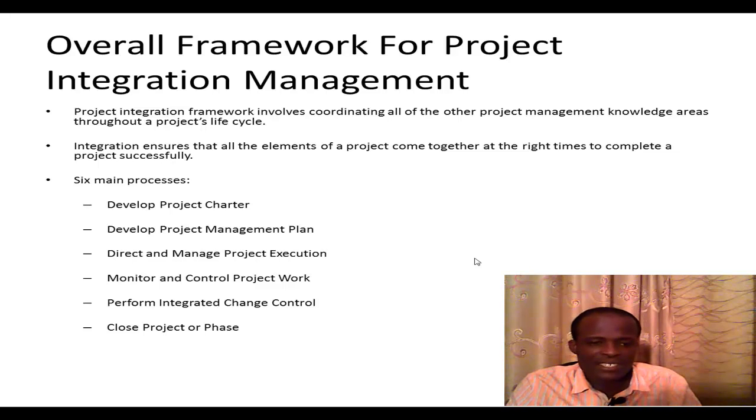There are 6 main processes in project integration management, and these are: develop project charter, develop the project management plan, direct and manage project execution, monitor and control project work, perform integrated change control, and close project or phase. So these are the 6 main processes, and as we journey on, we shall look at each of these processes and what they stand for.